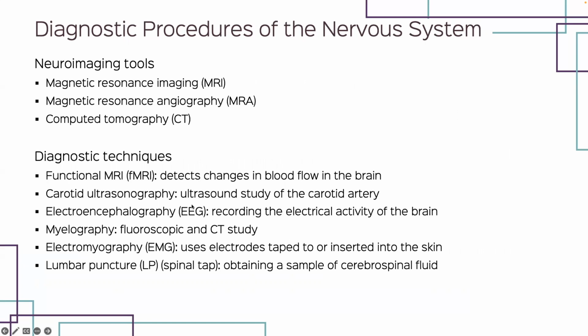So some diagnostic procedures that we might see: you've got some neuroimaging tools, so your MRIs, CTs, and your MRAs. Diagnostic techniques are going to be your functional MRIs, which will help detect the changes of blood flow within the brain. Your EMG, which is going to use an electrode that's taped to the skin, or it can even be inserted, kind of like a needle into the skin so that it actually goes down into those nerves and muscles.